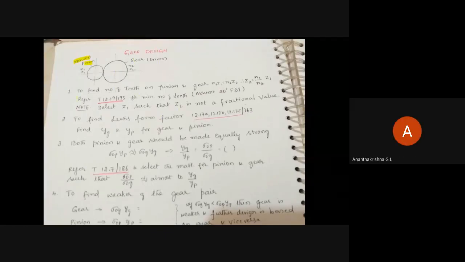Now, again, first step is to find the number of teeth on pinion and gear by using the equation N1Z1 equal to N2Z2. Correct? So, Z2 will be equal to N1 by N2 multiplied by Z1. Correct? Am I there? Yes, sir. So, select Z1 such that Z2 is not a fractional value.